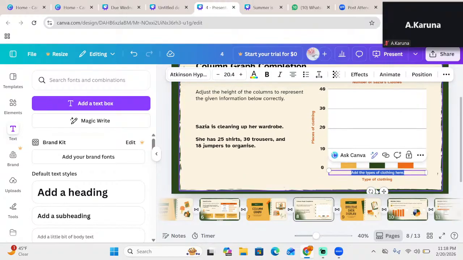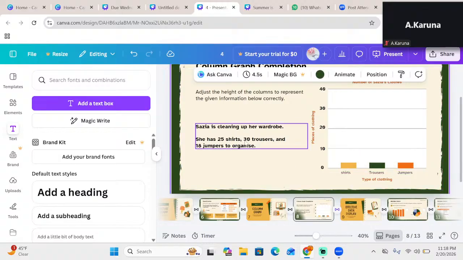So let's add the clothing here. For each color, we need to add a piece of clothing, right? So let's do shirts for orange. Trousers for this color. And our last one, jumpers to this. Because it listed 3 different clothing she has, right? So we have to make sure our column graph matches up with it.